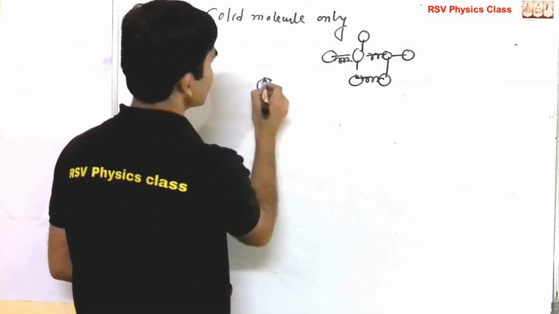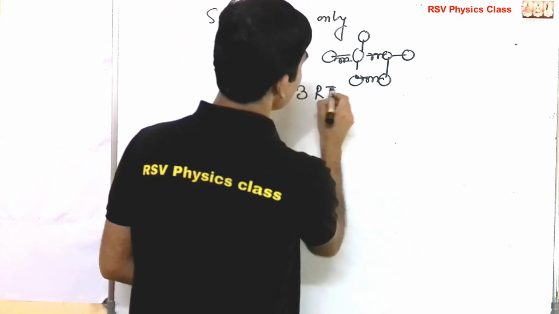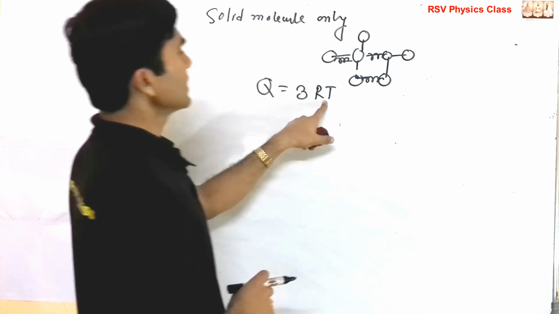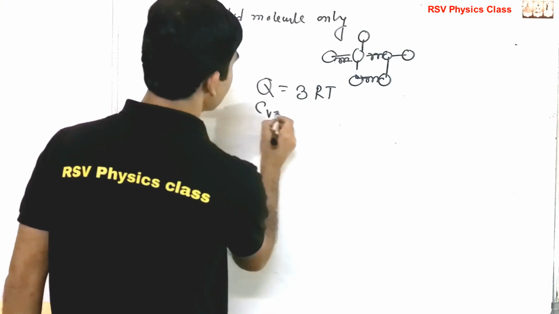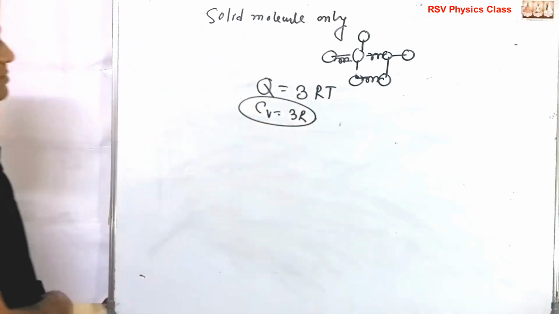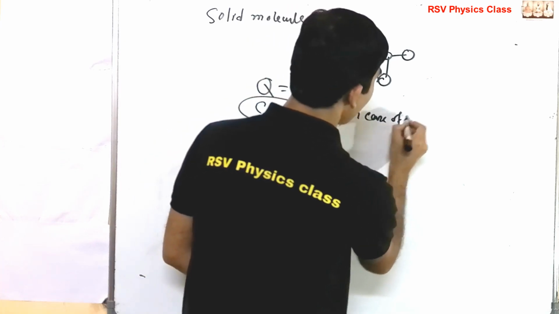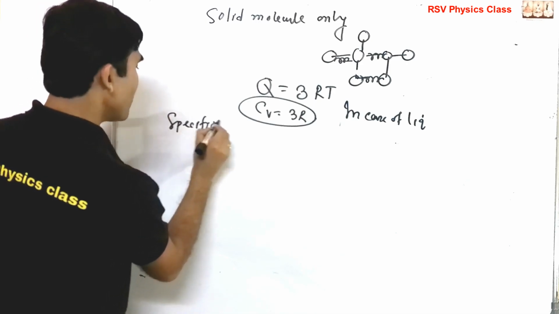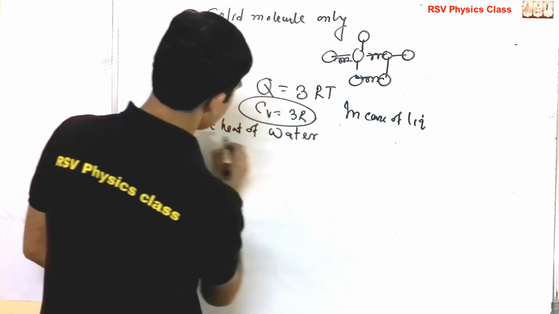So energy Q equal to, vibration में total, in one dimension it is RT, and in 3 dimensions this is 3RT. Okay, so in case of solid, CV equal to 3R. Okay, but in case of liquid, the specific heat of water, इसको एस्टेब्लिश करेंगे.